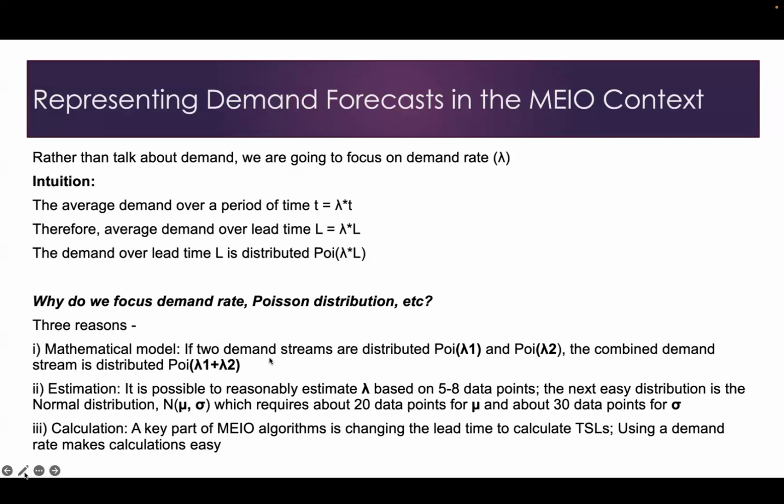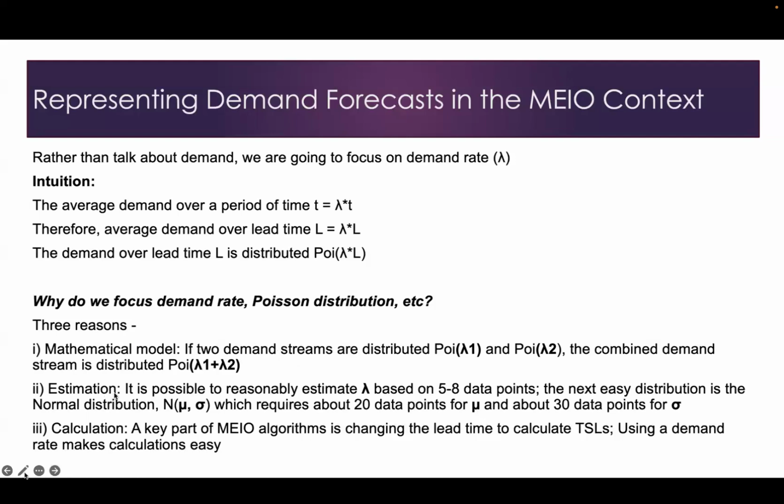If there are 2 demand streams coming in, one which is distributed Poisson lambda 1, the other one which is Poisson lambda 2, and they're coming into a location, the resultant demand stream is Poisson lambda 1 plus lambda 2. That isn't the case with many other distributions, but it is true with Poisson distribution. So that's one, it's a mathematical reason.